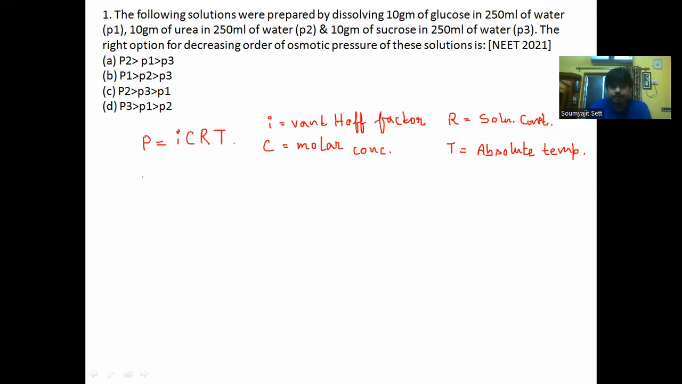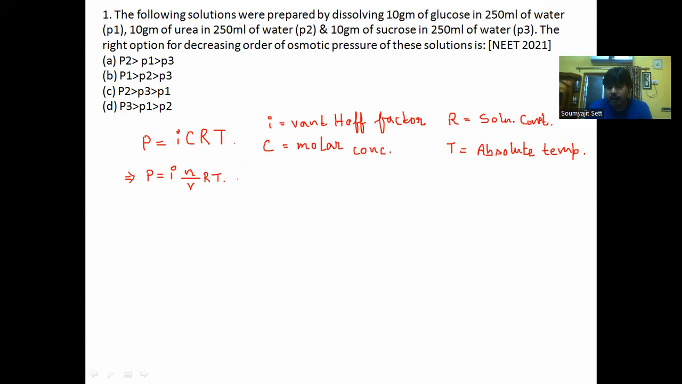So here we have to find out at first that 10 gram glucose means 10 gram glucose in 250 ml. See one thing, all the solutions are given in 250 ml. So if we find out the number of moles here, we can compare the osmotic pressure. You can write P is equal to i n by V RT.